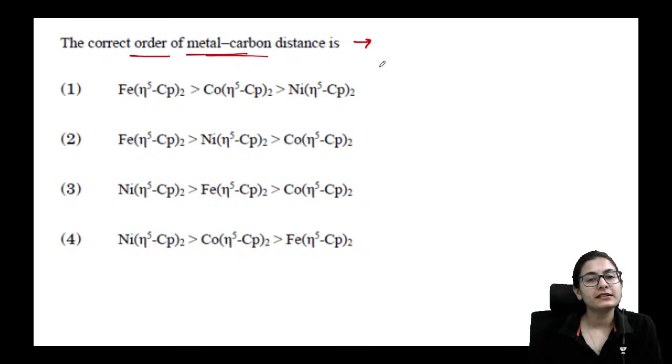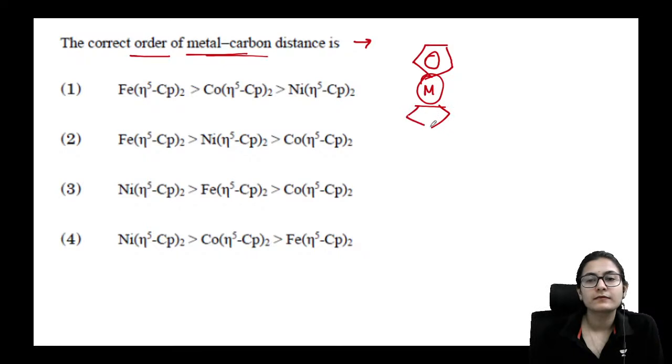Metal carbon distance. So all of these are what? Metallocenes. ये सारे के सारे क्या है? Metallocenes, they are. All right, they're all metallocenes. So we are talking about the metal and the carbon distance.